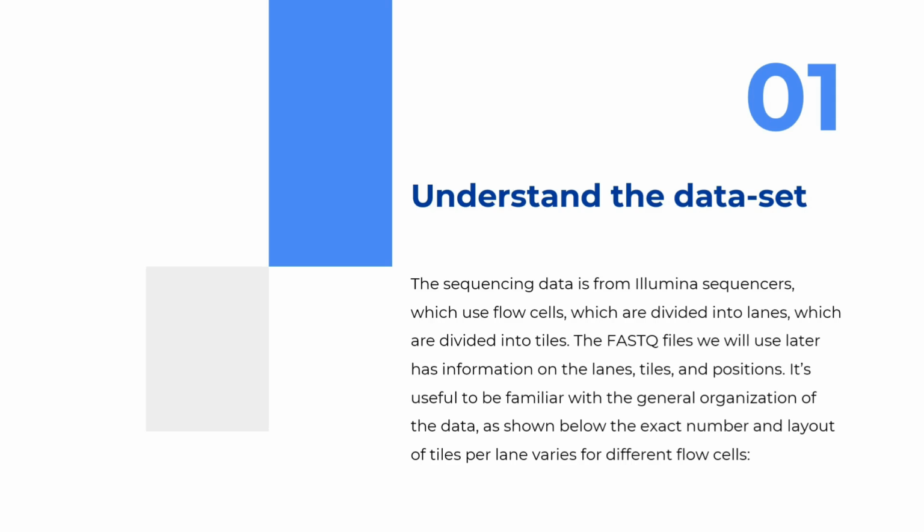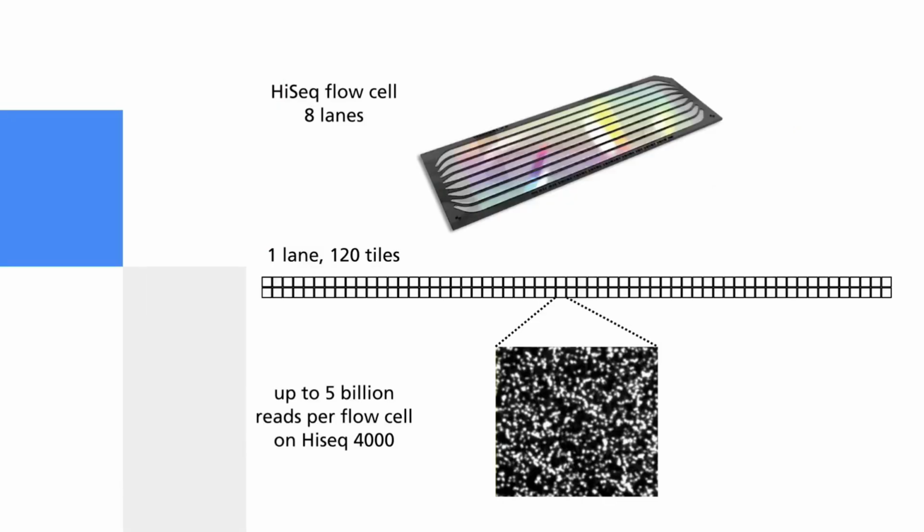As shown, the exact number and layout of the tiles process a lot of data. Here are the HiSeq flow cell lanes. You can see one lane contains 120 tiles, and one tile contains up to 5 billion reads per flow cell on the HiSeq 4000. HiSeq 4000 is the type of platform used for NGS analysis.